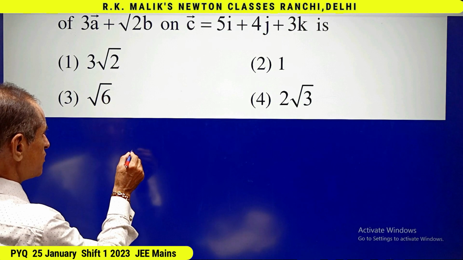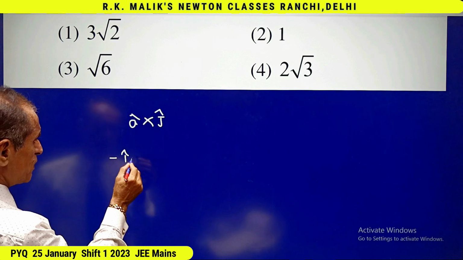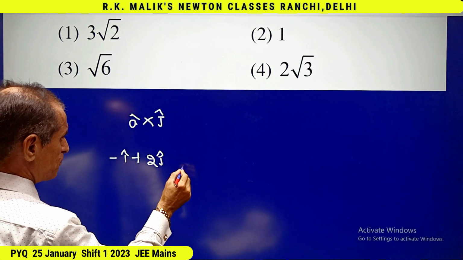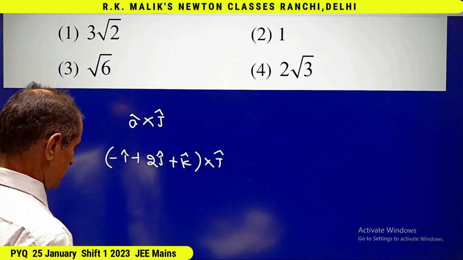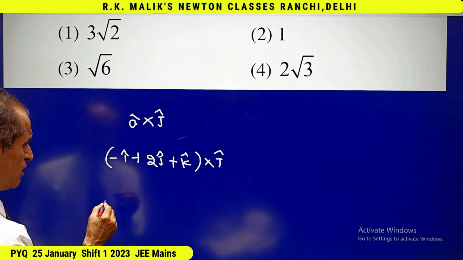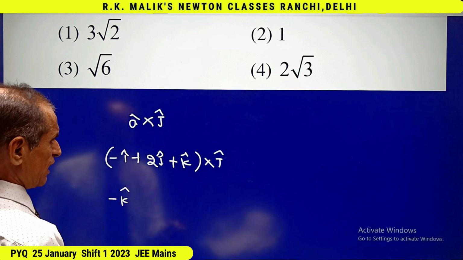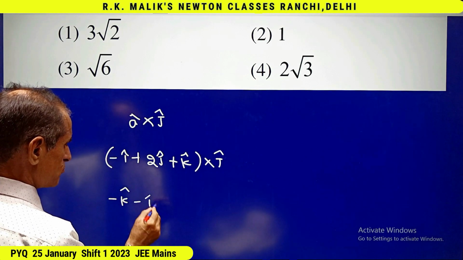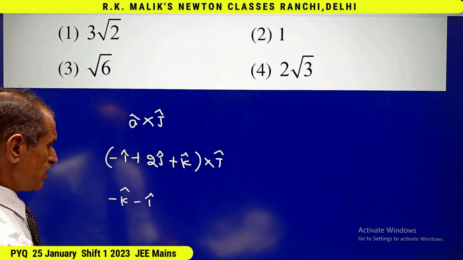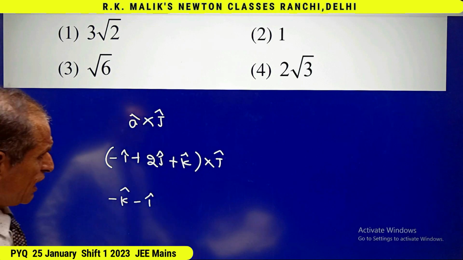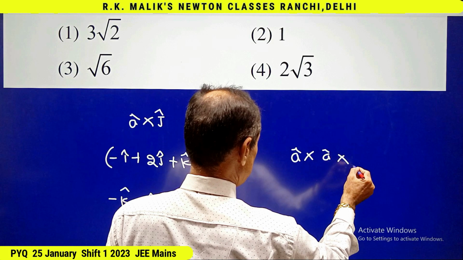I will find the value of lambda so that the magnitude of B and the magnitude of A are the same. And now let us find the value of A cross j, that is minus i plus 2j plus k cross j. And we know that i cross j is k, hence I get minus k, j cross j is 0 and k cross j is minus i, because j cross k is i, therefore k cross j will be minus i.